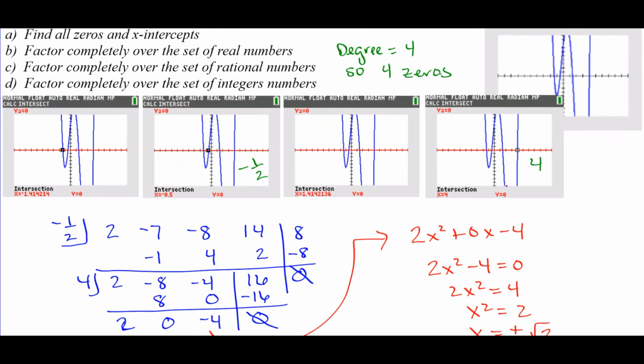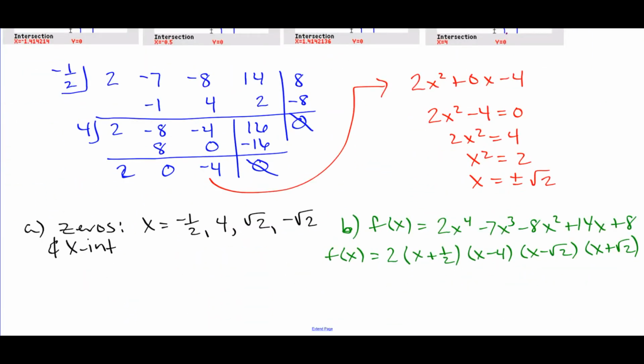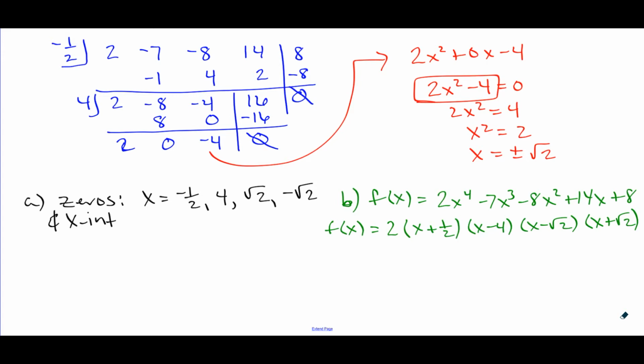C asks us to factor completely over the set of rational numbers. So now we need to change a few things because not all of our values there are rational values. So I can't use the radical 2 or the negative radical 2 here. So I'm going to write f of x equals 2, and then I can keep this x plus 1/2. All of those are rational numbers. We've got x minus 4, rational number. So again, we can't use these two linear terms because they have irrational values in them. So we're going to multiply those out into the irreducible quadratic.